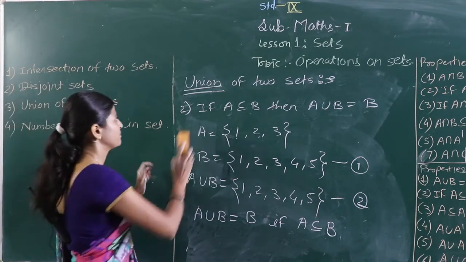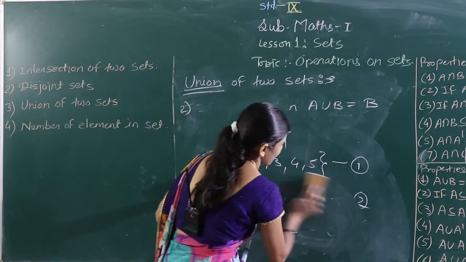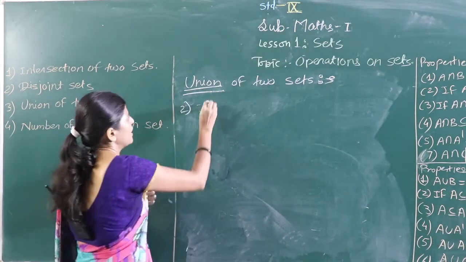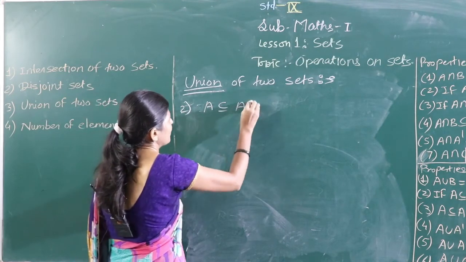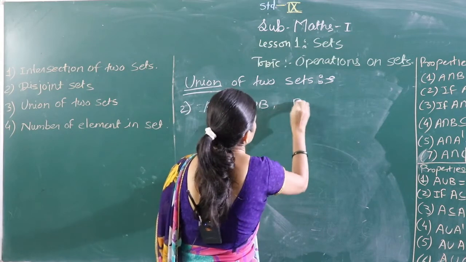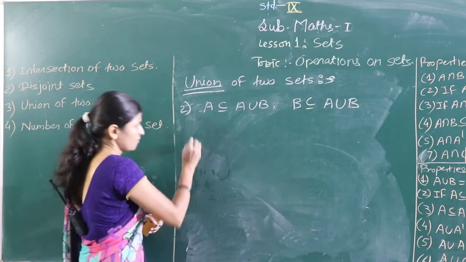Now third property. Converse of this. A is a subset of A union B, and B is a subset of A union B.